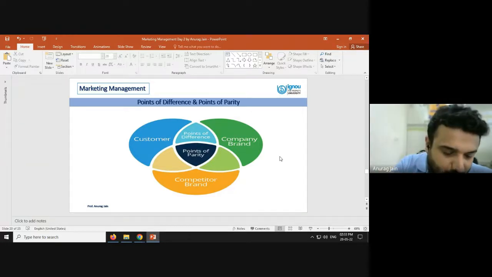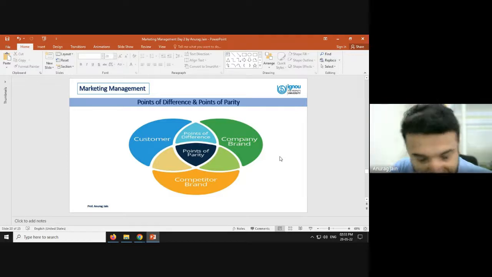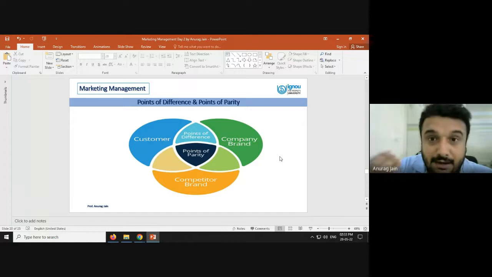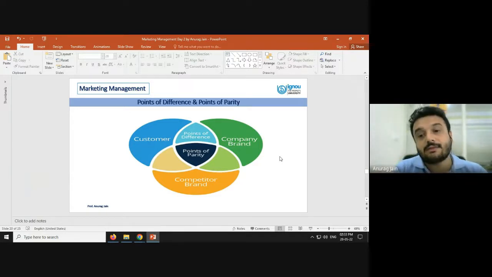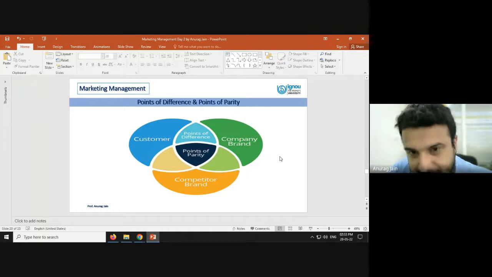There is one close competitor, which is Hyundai. Hyundai and Maruti have many similarities, but there are some points of difference, which are actually making both of them survive in the market, and both of them are actually doing their business, right? Now I'll talk about what the points of difference are.